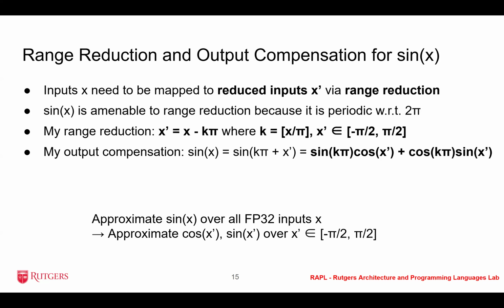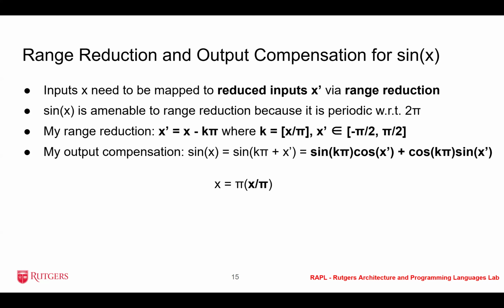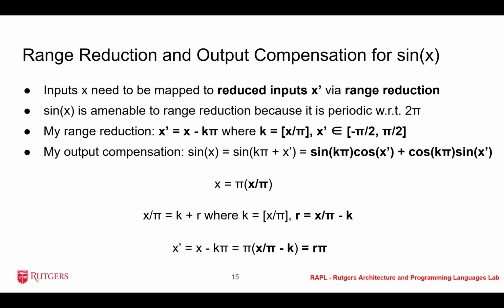So at this point, I have a range reduction and an output compensation. All I need to do is concretize the exact steps required to compute all the values involved. And this can be done through a series of rewriting. The input x can be rewritten as the product of pi and x over pi. X over pi can be expressed as the sum of k, its nearest integer, and r, the corresponding fractional portion. Through a sequence of rewriting, you're able to conclude that x prime is the product of r and pi. So for my very first range reduction implementation, I decided to directly translate all these steps into a double precision program.